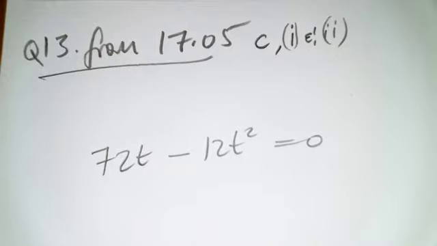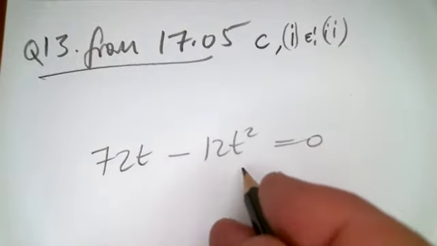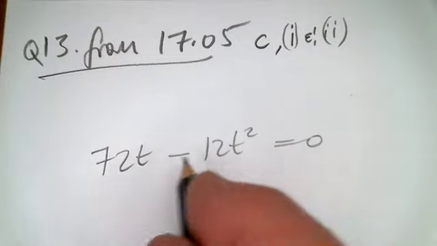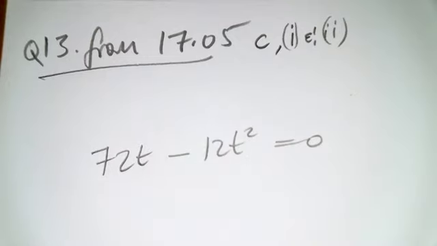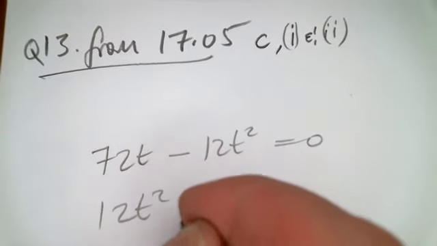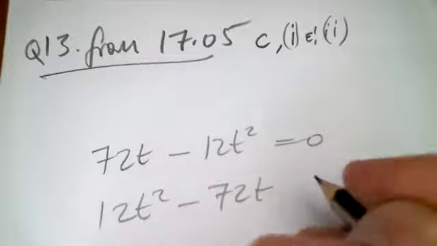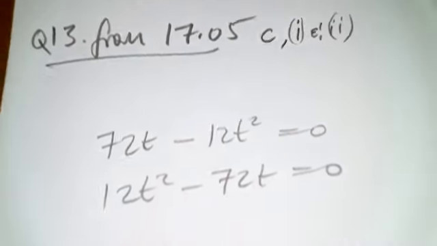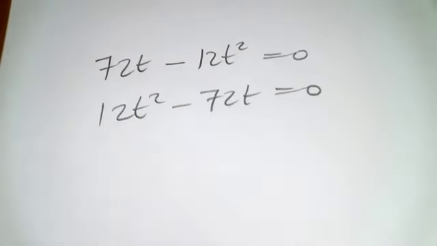So what we'll do first of all is factorize this. In fact, I'm just going to multiply the whole thing by -1. I don't like it in this order here. So let's write 12t squared minus 72t is equal to 0. And the reason I'm doing that, I don't want to have to deal with a negative in that way.